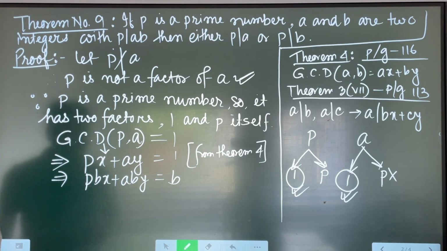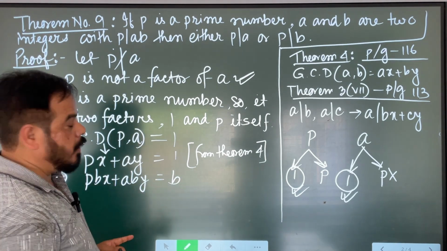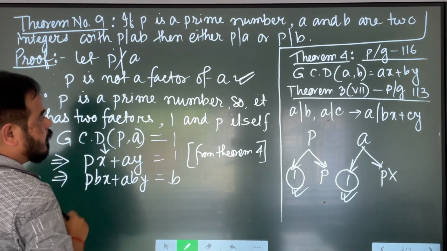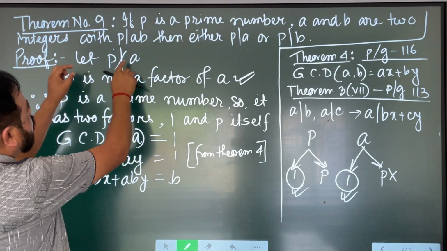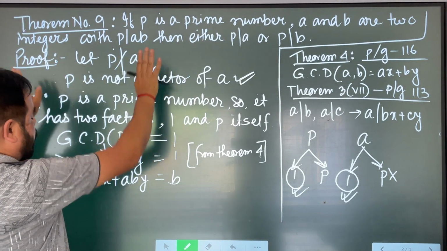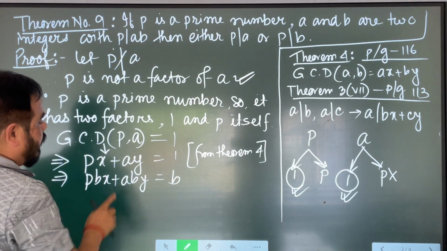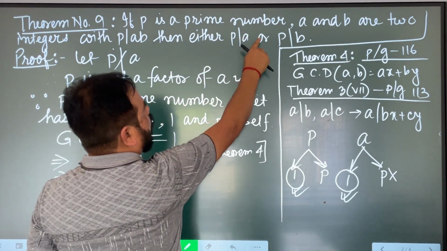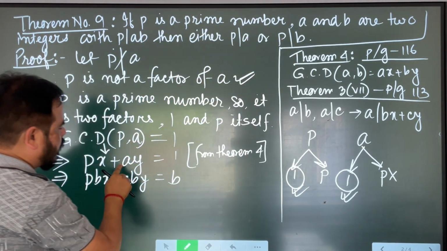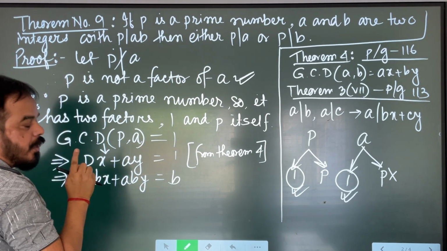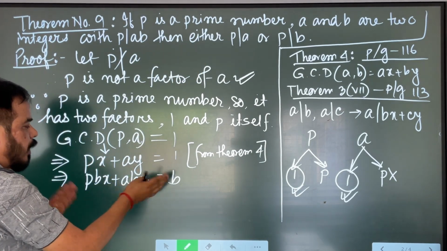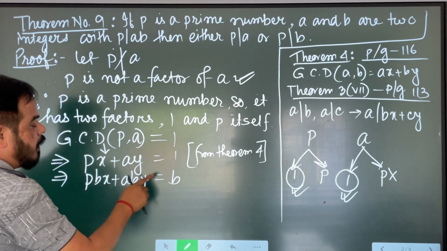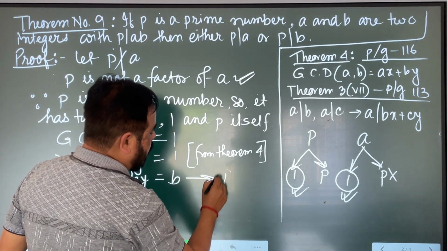Why have we multiplied each term by B? Because we need B also. Here B is missing. For A, we have already taken that P is not a factor, that is finished. So now B is missing. A is there, but there is no B. We want to show P divides A or P divides B. So we multiplied both sides by B, and we have got PBX plus ABY equals B. Suppose this is number 1.